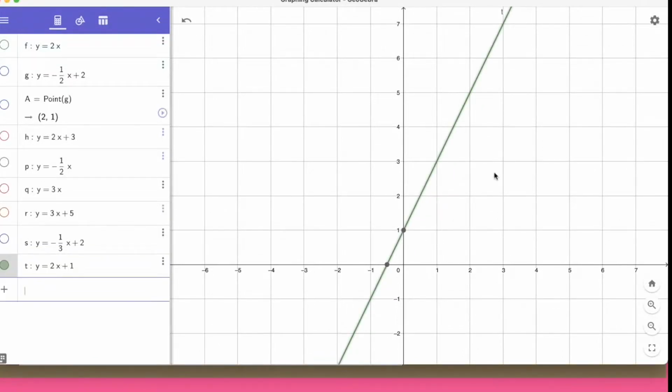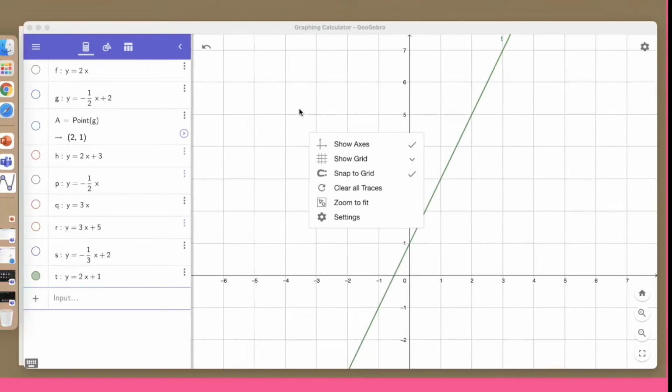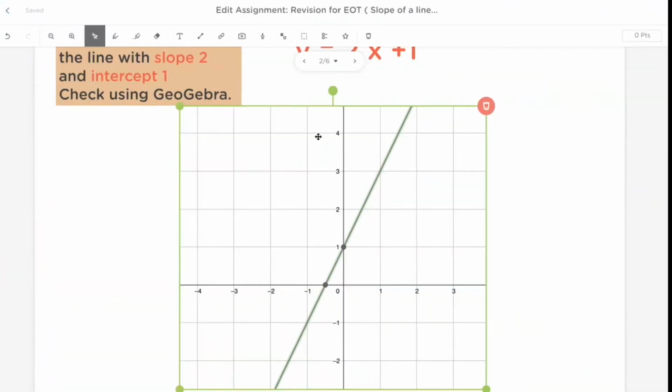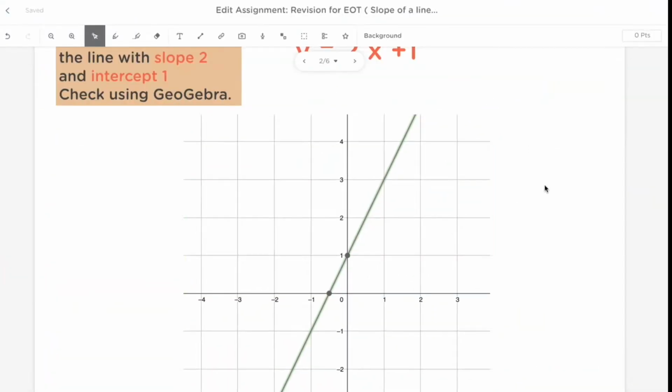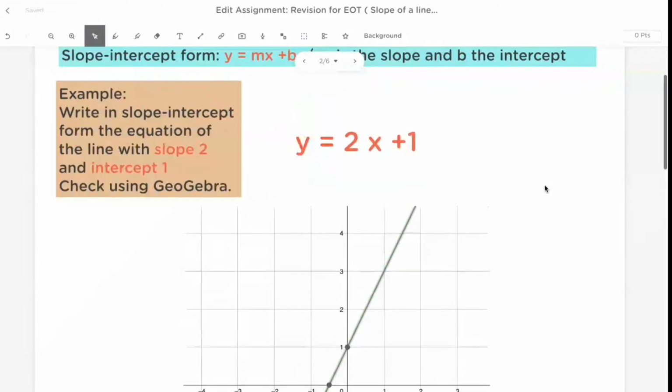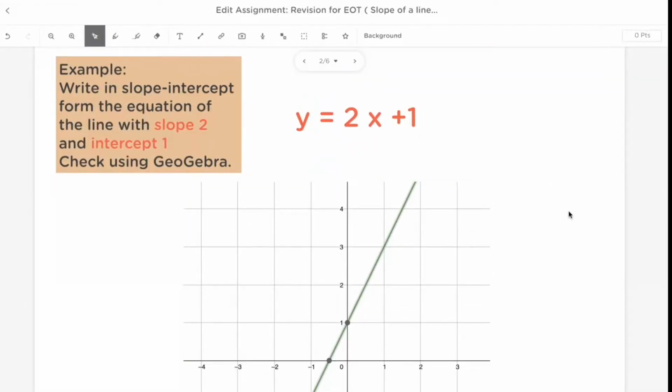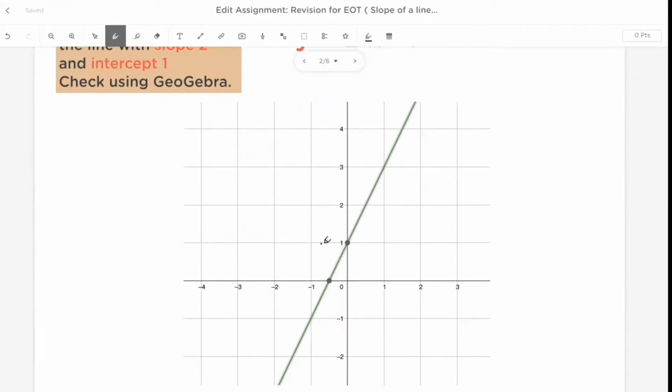Right. Now, how do we check? Let's take a screenshot from here and put it in our lesson. This is the graph from GeoGebra. Can you see it? Now, where is the slope? Where is the intercept? This one is the intercept. This is b.